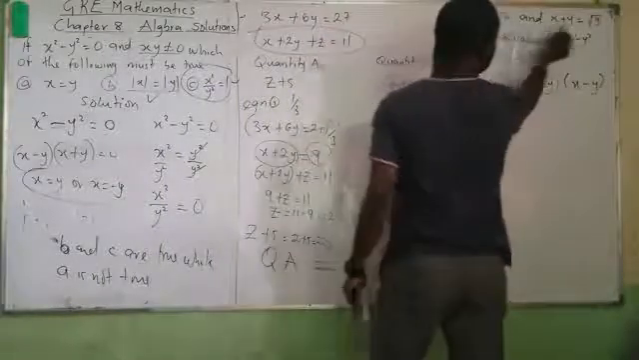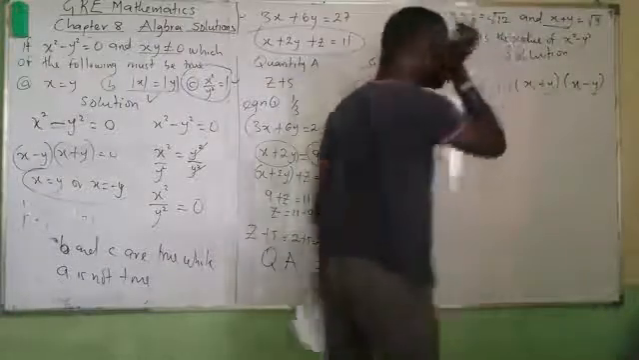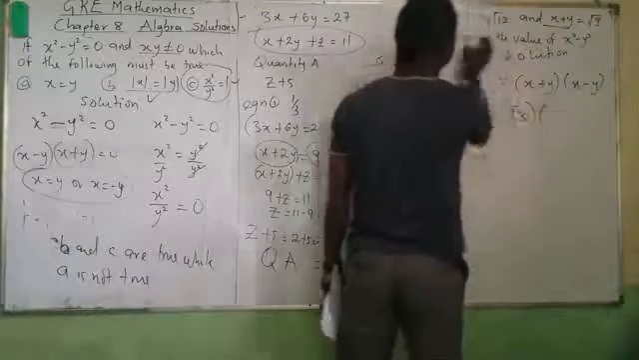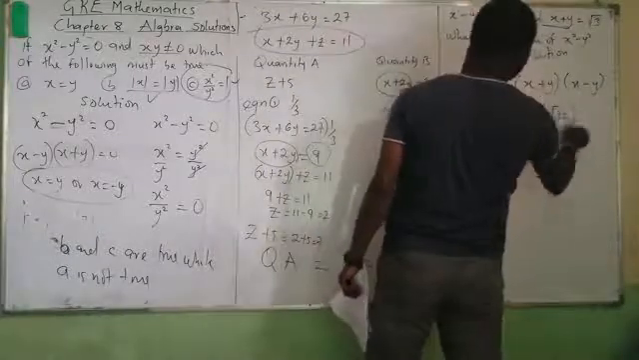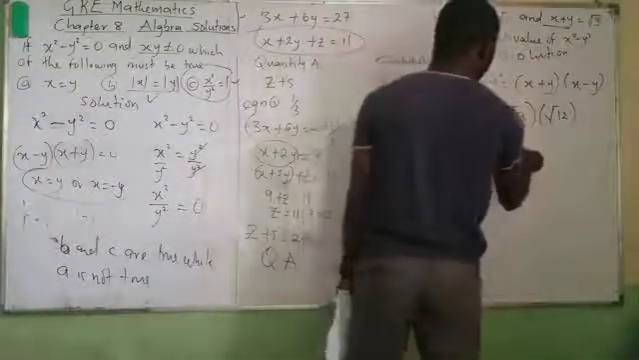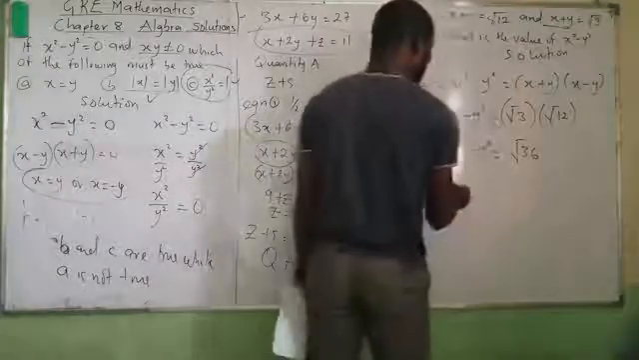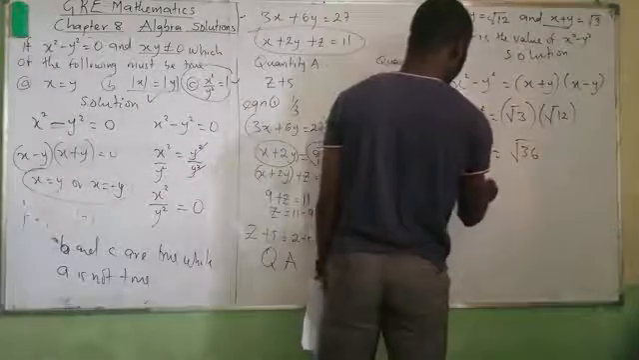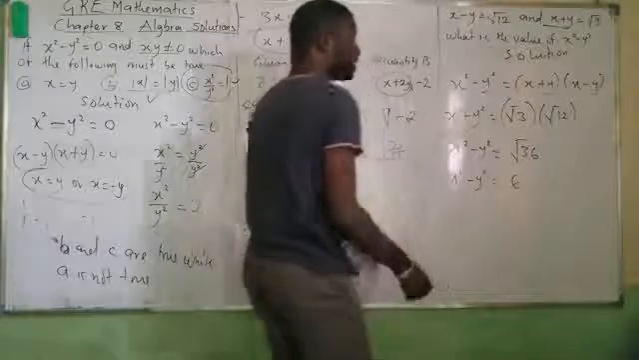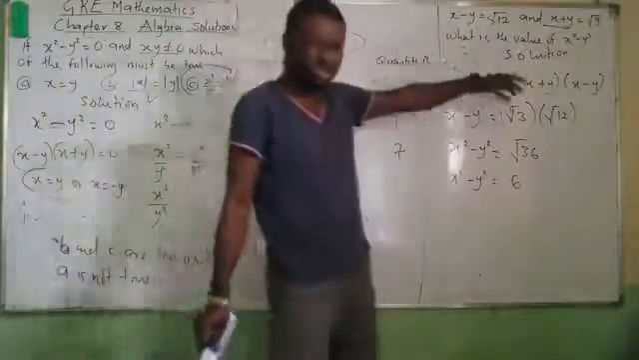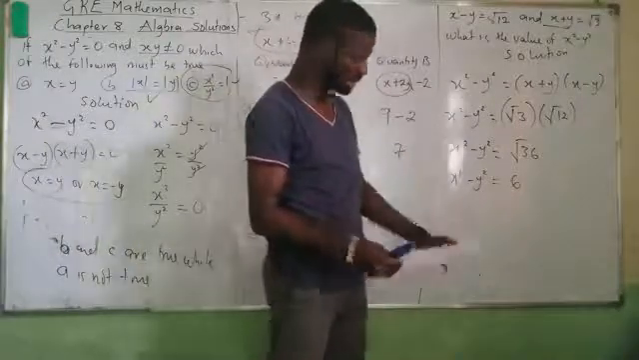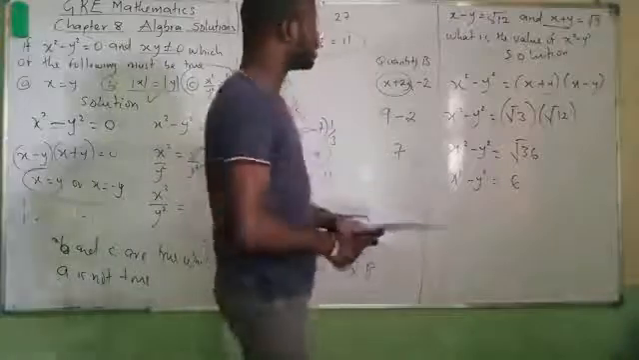So x squared minus y squared equals the root of 3 times the root of 12, which is the root of 36. The root of 36 is 6. It means my answer is 6. There are options on that question, which is question number 37 or thereabout, that is 36. Now, that is my answer for that.